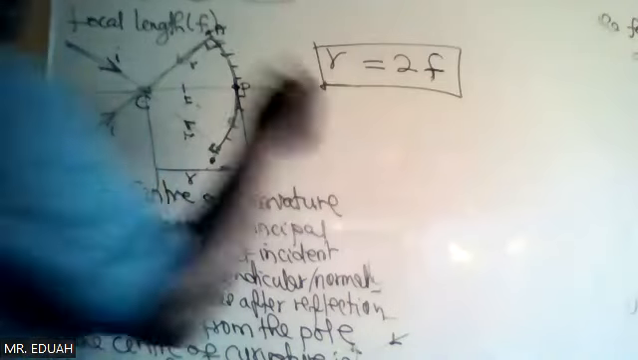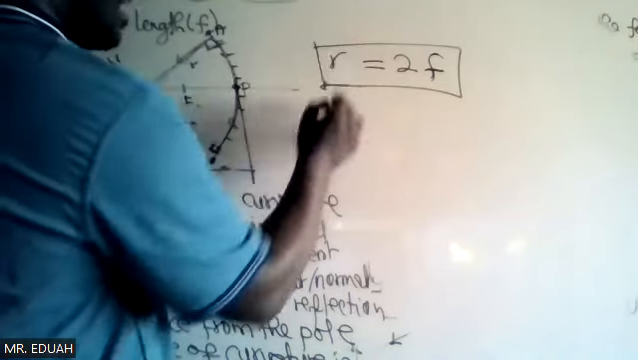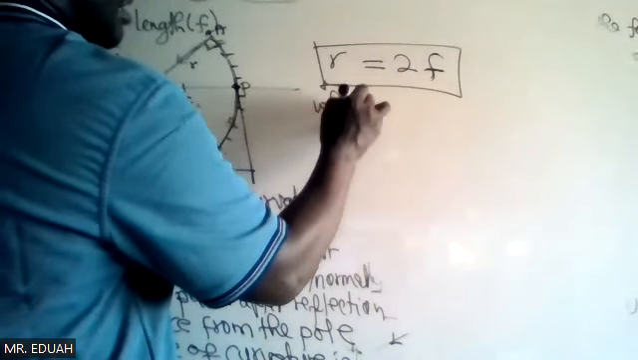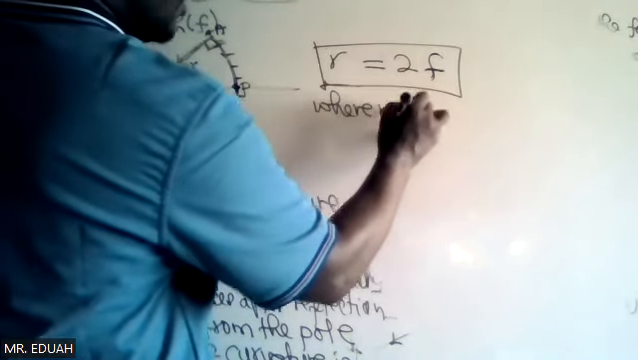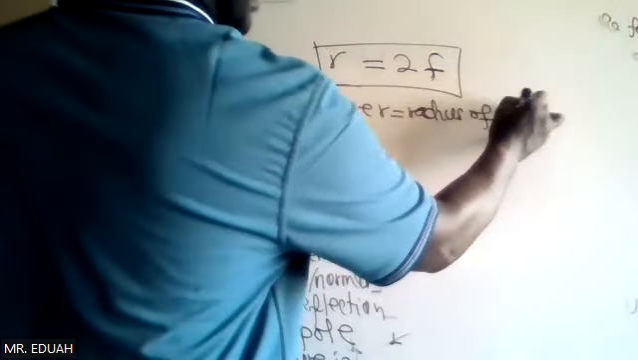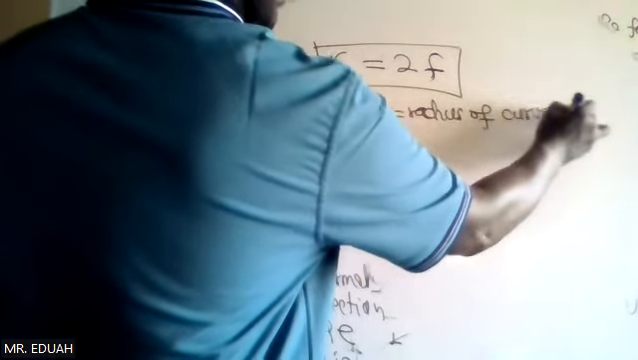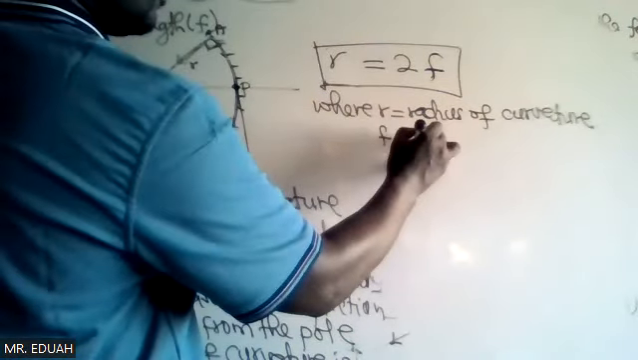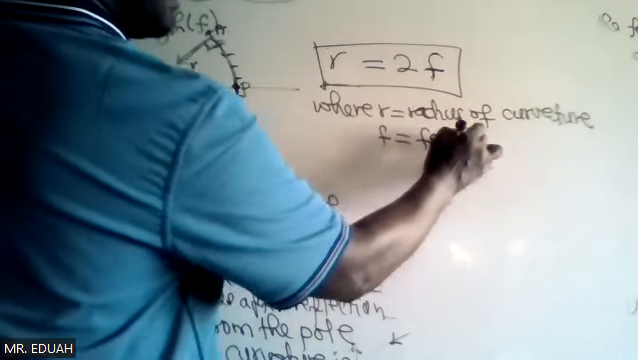And note that here we are not proving it, but I'm giving it to you. R is equal to 2F, where R is equal to the radius of curvature and F is equal to the focal length.